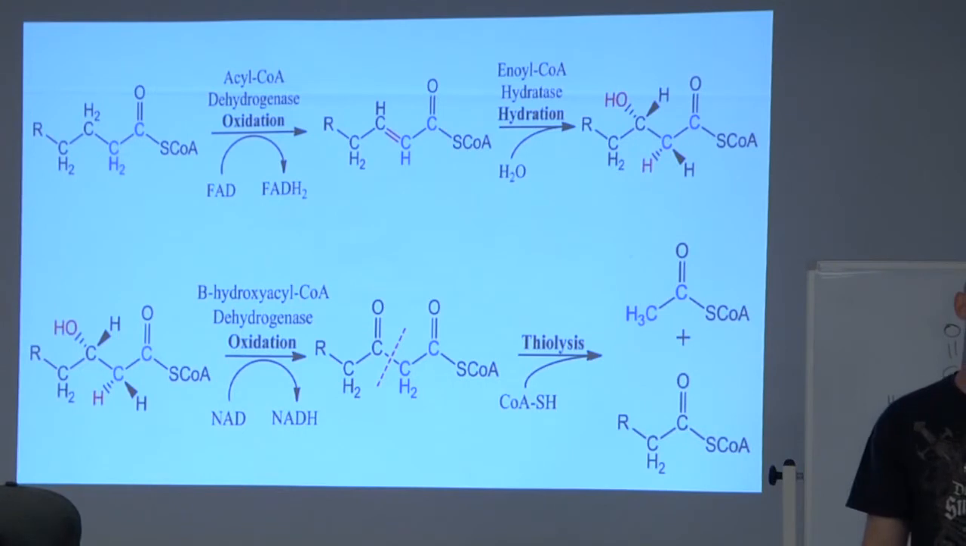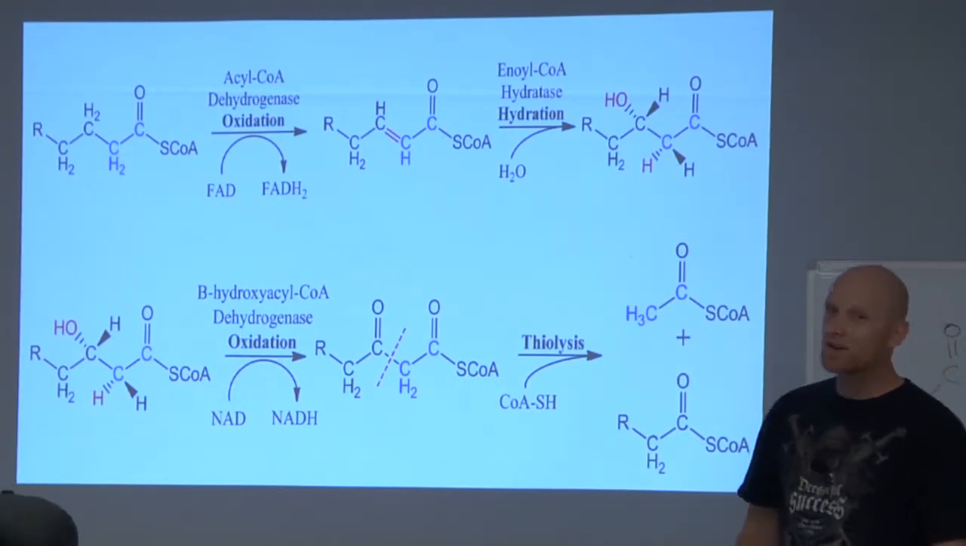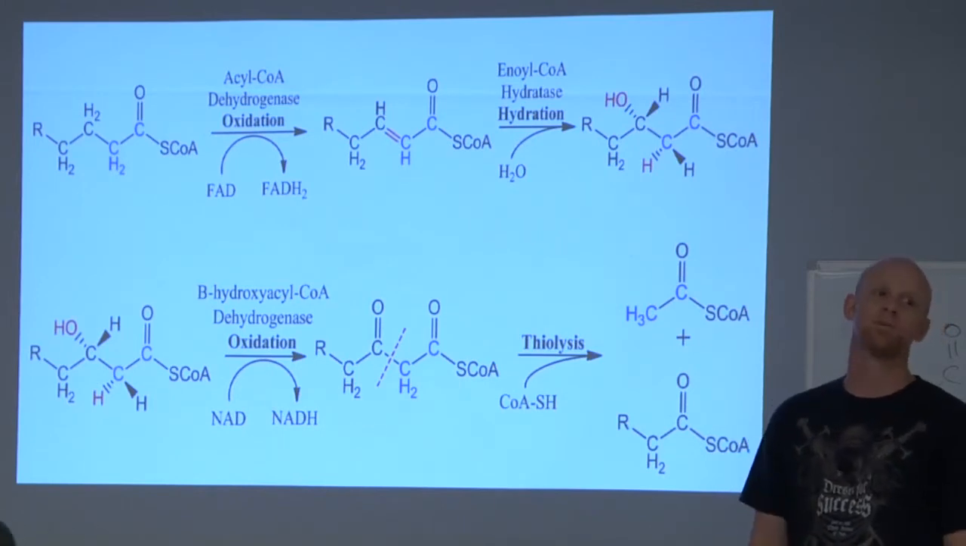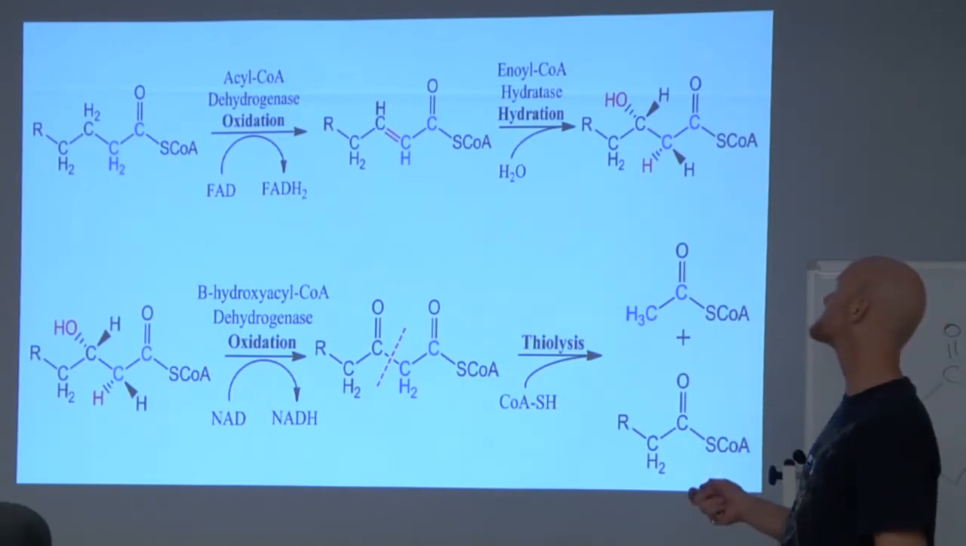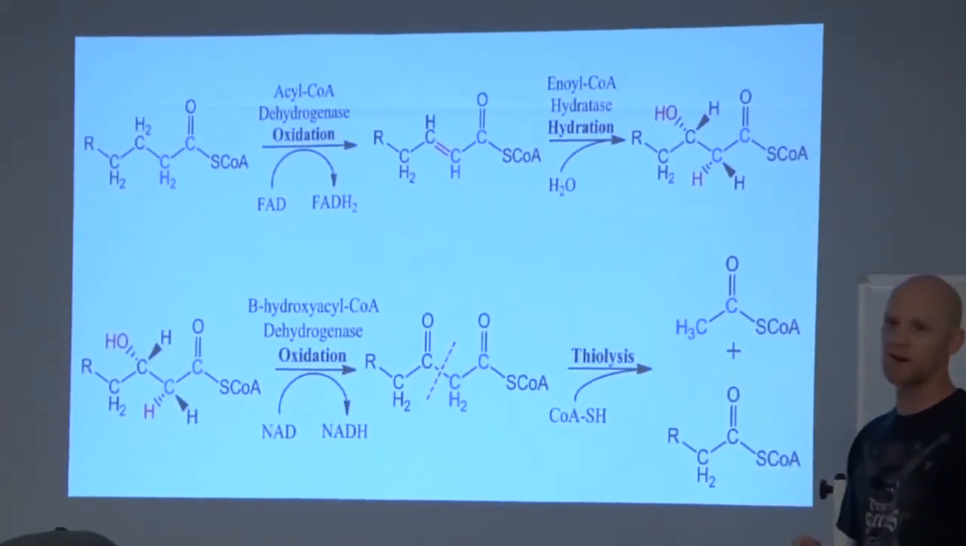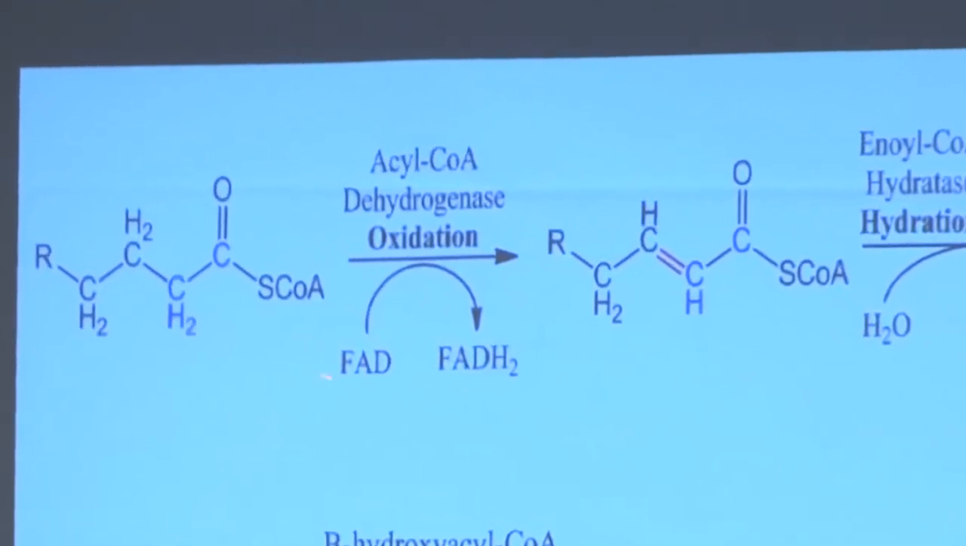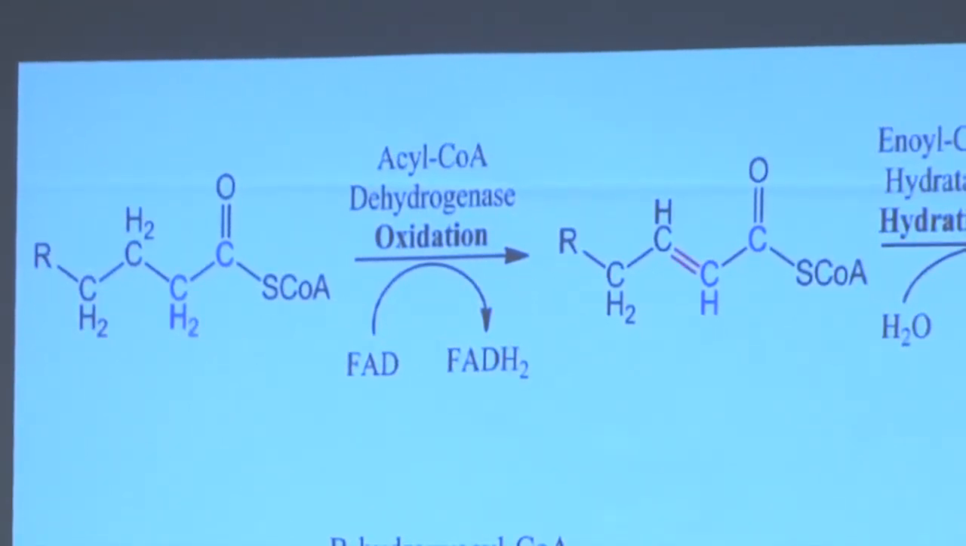There are 4 steps to this process. So if your organic chemistry has been a little while, this could seem a little bit rough, but this is important, all 4 steps. So first step's oxidation. And if I'm doing an oxidation, what has to accompany it? Reduction. So no big surprise that we're producing FADH2.